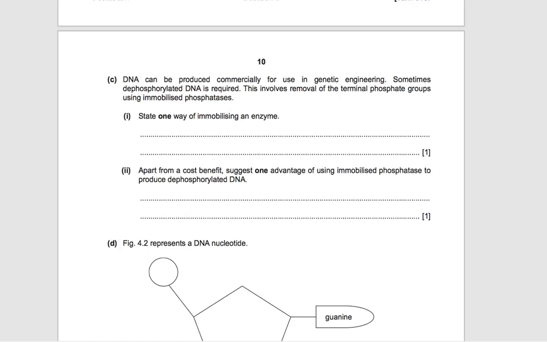Apart from a cost benefit, suggest one advantage of using immobilized phosphatase to produce dephosphorylated DNA. So we can mention a number of things here. So first of all, the enzymes can be reused. Secondly, the enzyme is really easily recovered and there's no need for purification of the product. So it can be recovered, but also it helps with the purity of your product, so it doesn't contaminate it. And therefore, the enzyme has a longer shelf life as well. And sometimes it's even more stable to other influences, such as the change in temperature or pH.